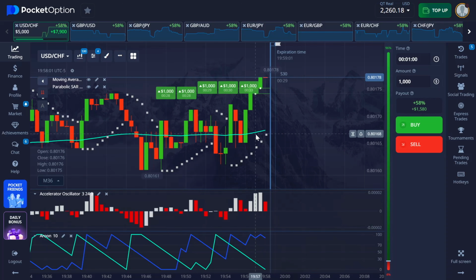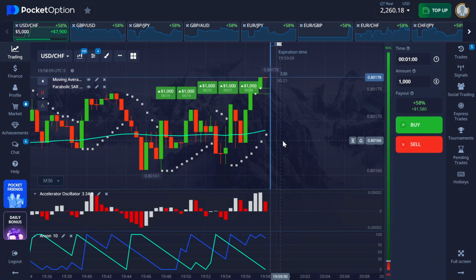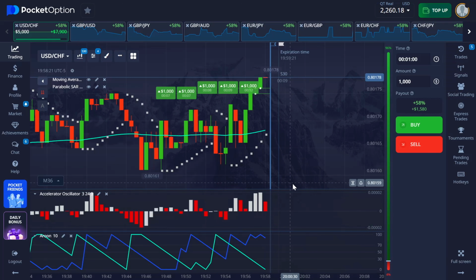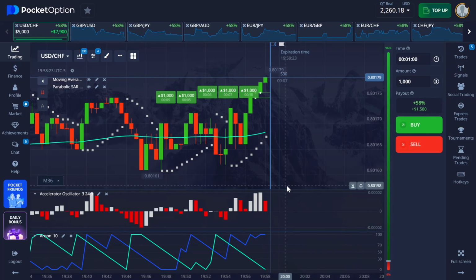The 100 period moving average, and the parabolic SAR is below the candle or above the candle, depending on the direction we are trying to go in, right? Those are the things I pay attention to mostly. And the Aroon and the accelerator oscillator, it just shows me the momentum in the market, which I need to know, because I need to know how strong the price is going in one direction. Okay, so let's wait for this to close.